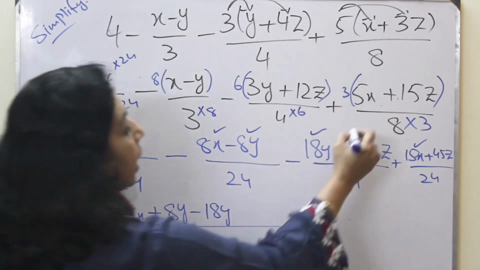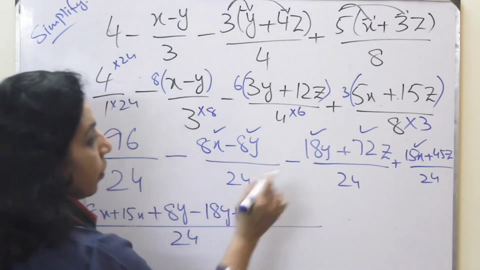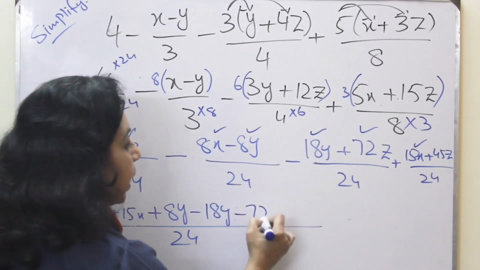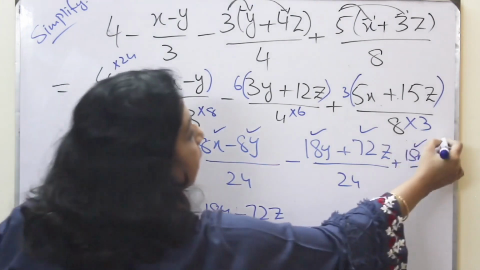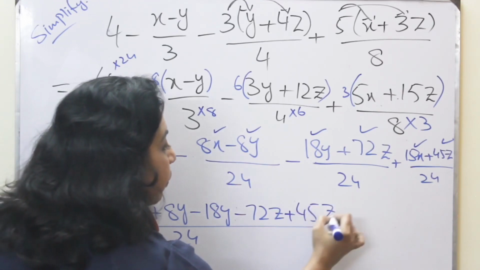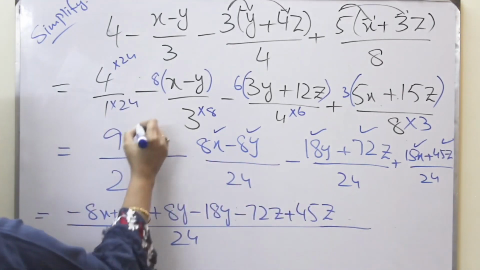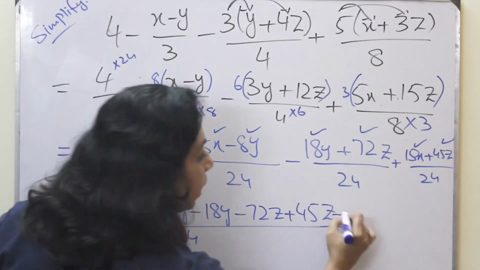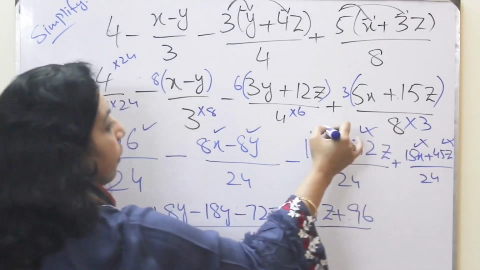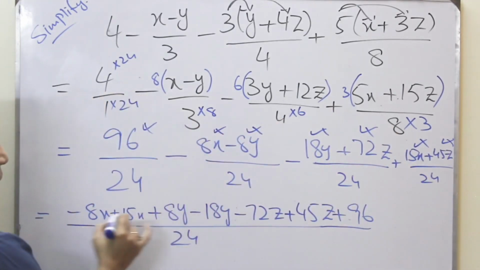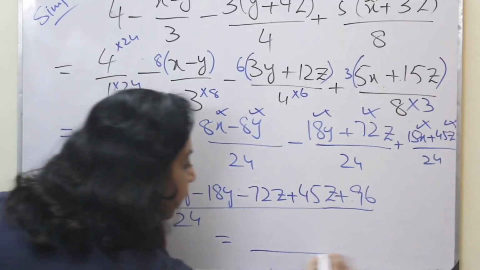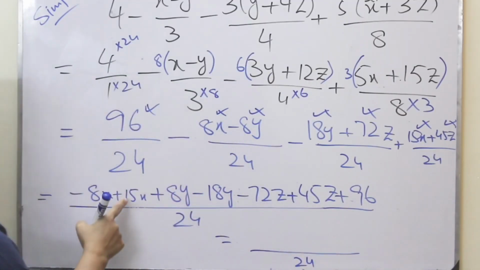We go to z. 72z is positive. No, it's not positive. It's now negative. 72z is negative 72z. And the other z is positive because this plus sign will not change this sign, and this will be positive 45z, and one term is left, that is positive. When there is no sign, it is positive 96. We can count 1 2 3 4 5 6 7. All terms are here.